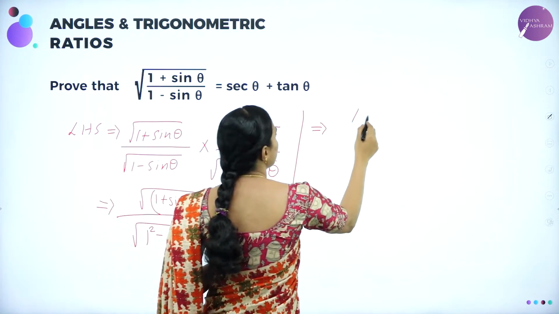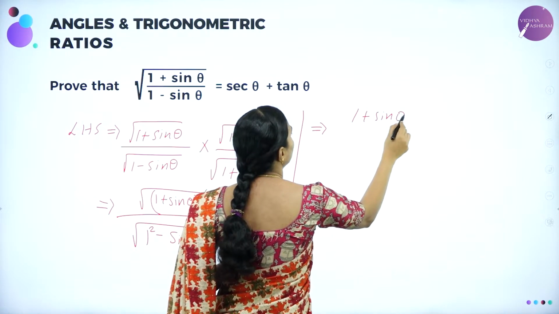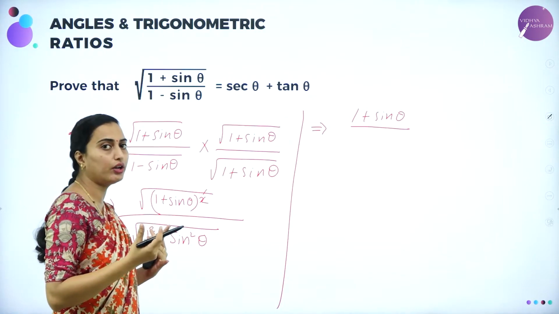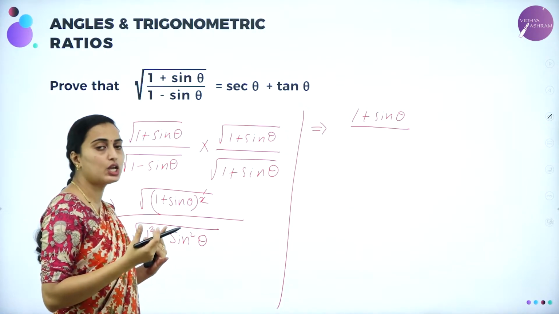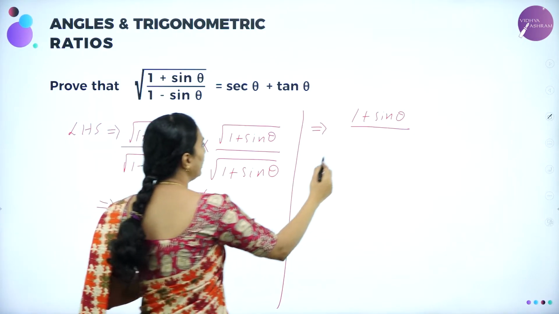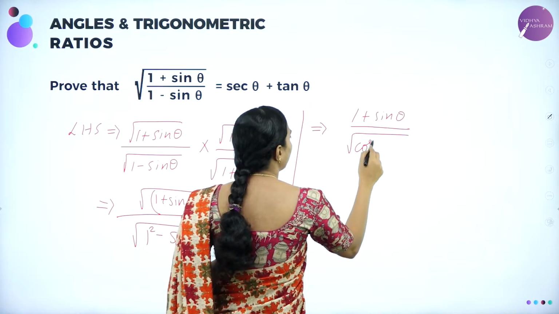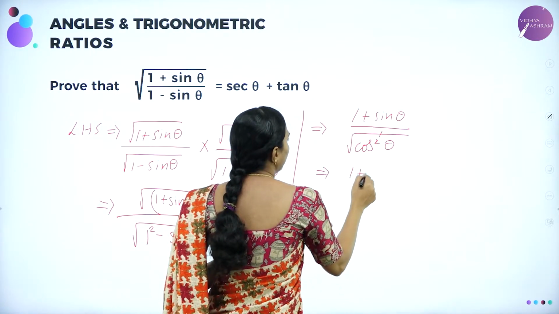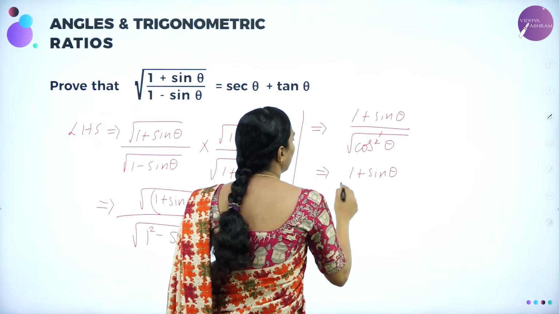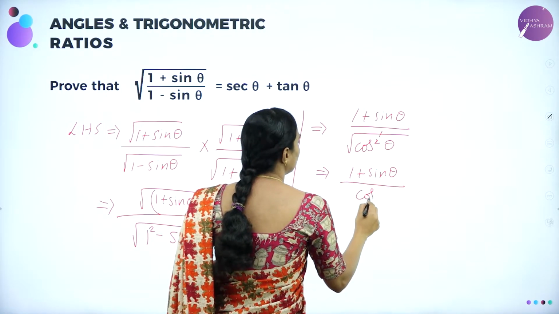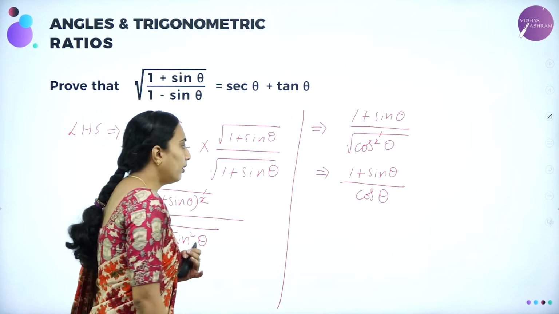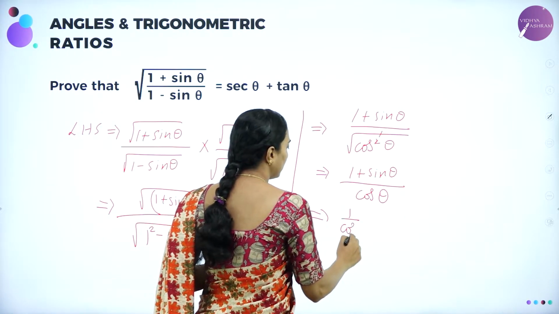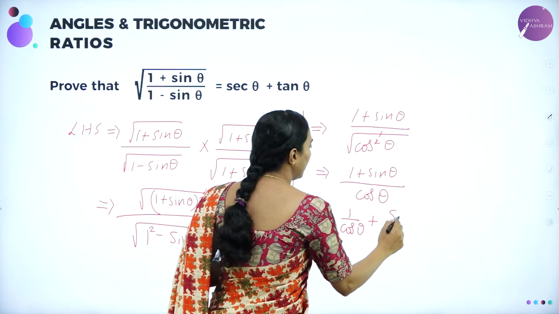Now, 1 plus sin theta is there in the numerator divided by the denominator. 1 squared is 1. 1 minus sin squared theta, according to the trigonometric identity, can be written as cos squared theta. So, under root cos squared theta. Now, the square will get cancelled. Numerator is 1 plus sin theta and denominator is nothing but cos theta. Now, you can split this as 1 over cos theta plus sin theta by cos theta.